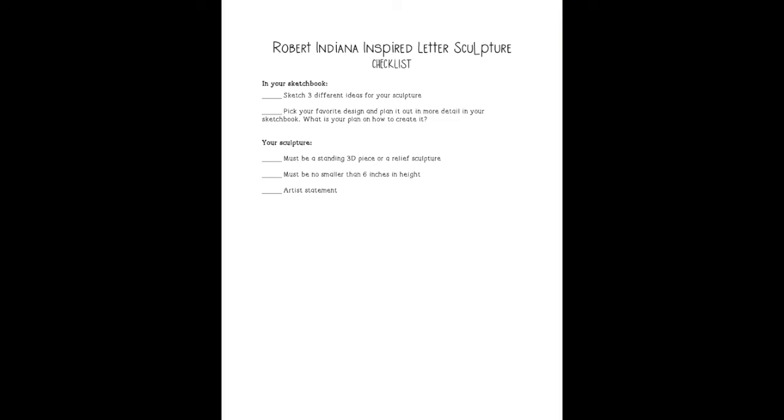This is a checklist that includes everything that I'm going to be looking for in this project. So the first thing that you are going to do today is you're going to start to plan out your sculpture. And the way I'd like you to do that is inside of your sketchbook that you just finished making, you are going to come up with 3 different ideas and just sketch them out for what you might want to do for this project. When you pick the one that you like the best out of your 3 sketches, you're going to then take that sketch and make it a little bit more detailed and start to come up with a plan on how you're going to make this.